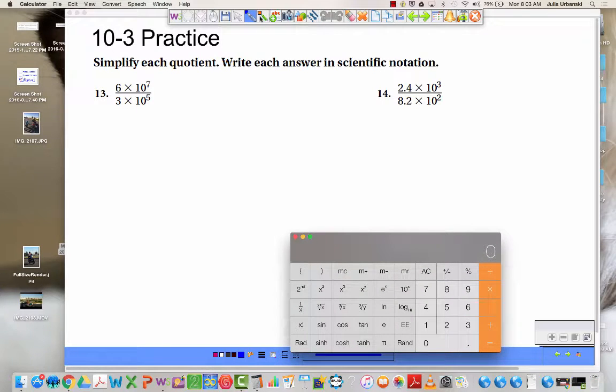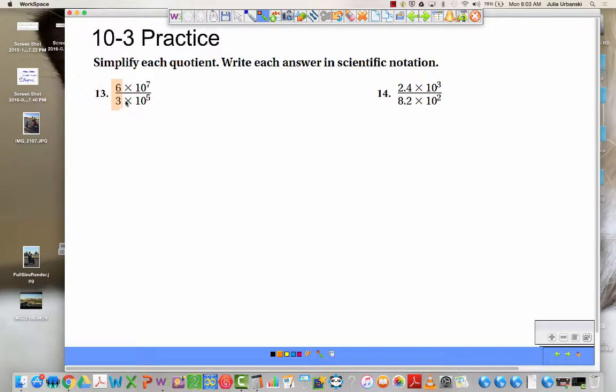All right, so this time we're dividing. We're going to divide 6 divided by 3 as our coefficient, and then we're going to deal with our powers of 10. 6 divided by 3 is 2. Now look carefully. What would it be? 10 to the what? Second, that's a 7 and 5. Is it positive or negative? Positive. Okay, top minus bottom.